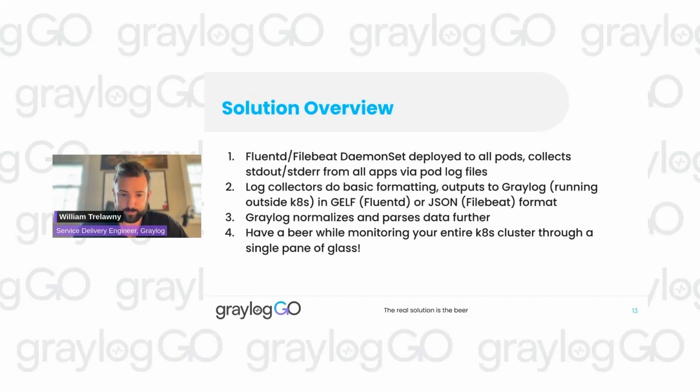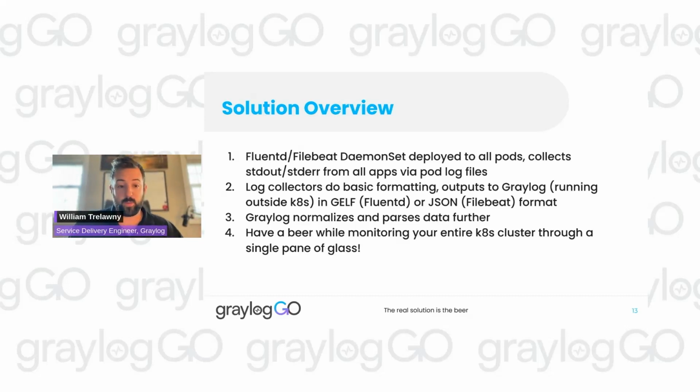So yeah, quick overview. We're going to deploy a Fluentd and a Filebeat daemon set, separate daemon sets. I'm just going to show off both of them. A daemon set is going to be deployed to all pods across all nodes. And it's going to collect the standard out and standard error from all applications via their log files. The log collector is going to do basic formatting, referring to interpreting the CRI log format. And they're going to output to Graylog, which is running separately outside of Kubernetes.